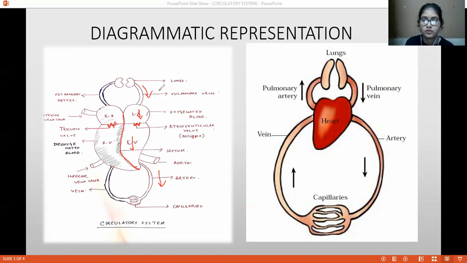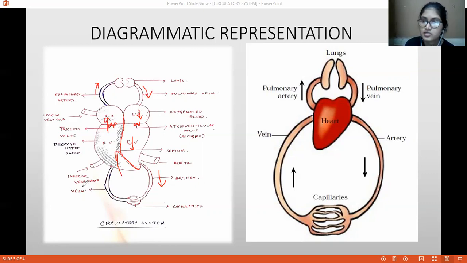Okay, so the vessel which is responsible for carrying the oxygenated blood from the lungs to the left auricle is the pulmonary vein. Okay, and then from the left ventricle, the blood is pumped to the rest of our body parts with the help of the artery. This is the direction. On the right-hand side, this is the direction.